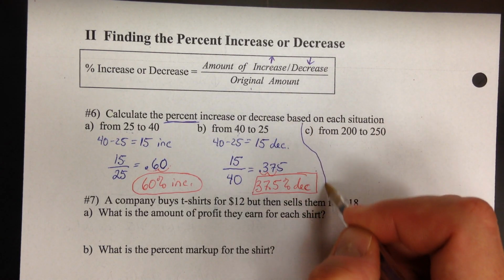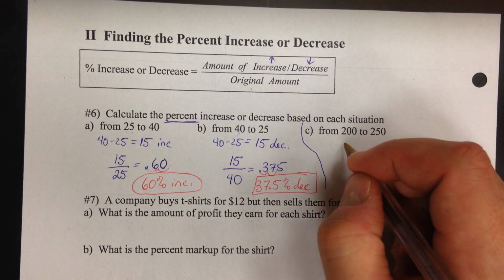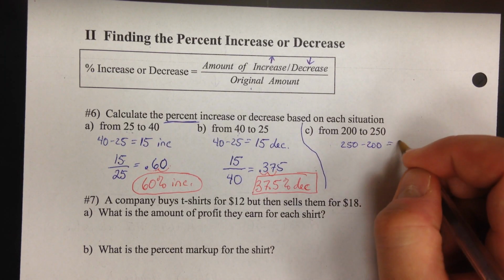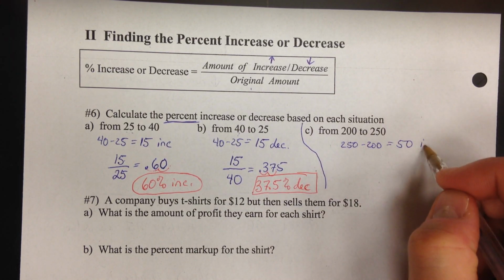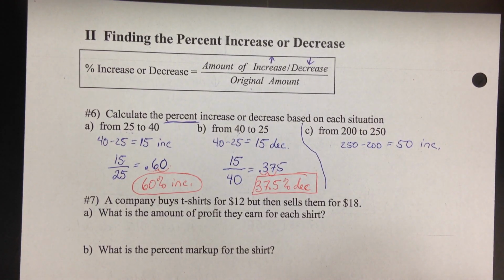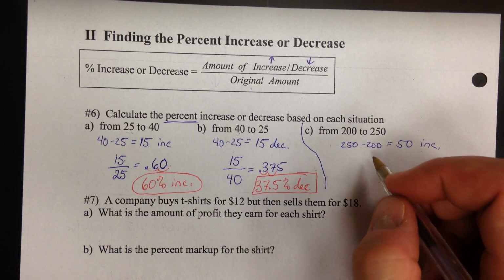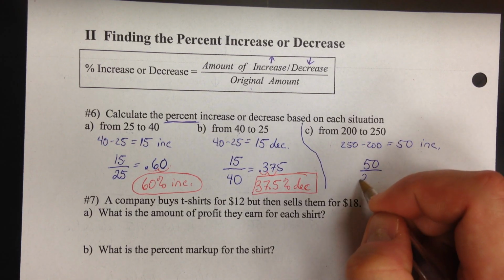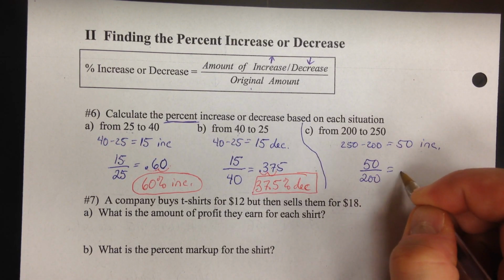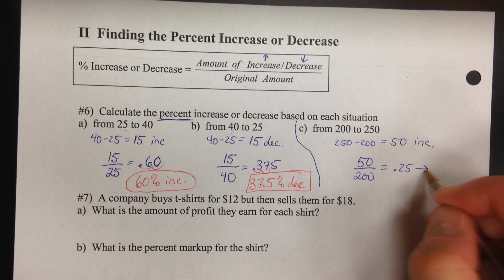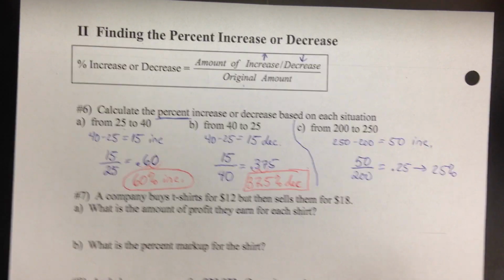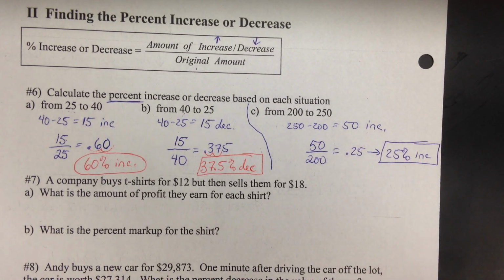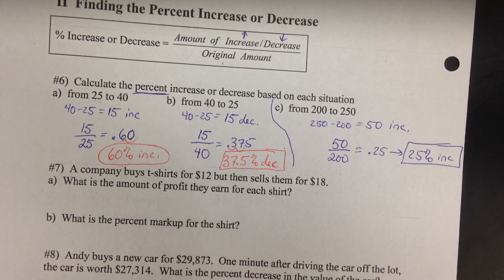And now we'll do part C, from 200 to 250. Let's subtract those to find the change, which is 50. This time that went up. So we started at 200, we went up 50. So we're going to take the amount of increase divided by the original amount, 200, and we get the decimal 0.25, which is 25%, and that is an increase. Okay, so that's basically what we're doing here.